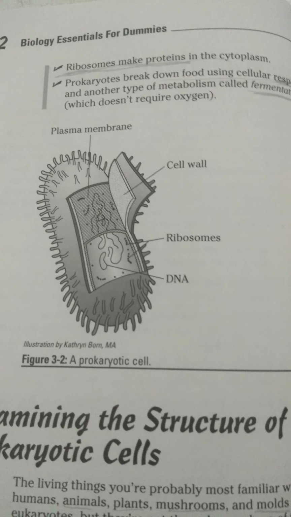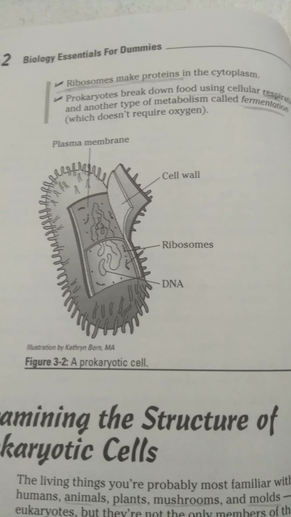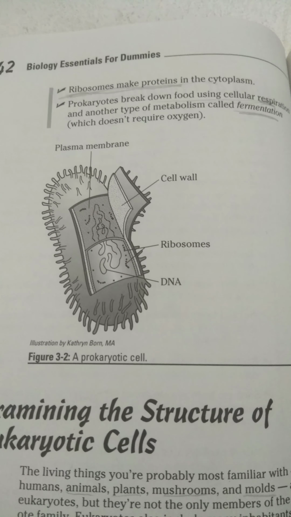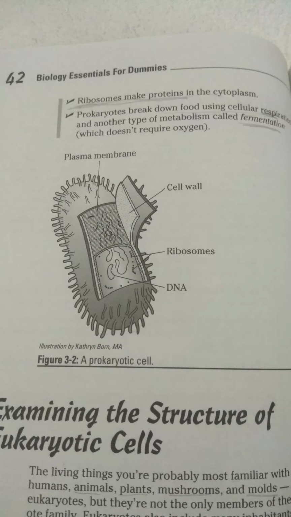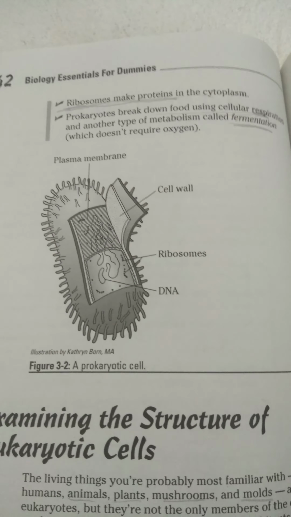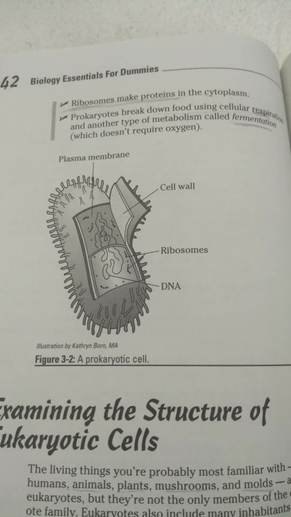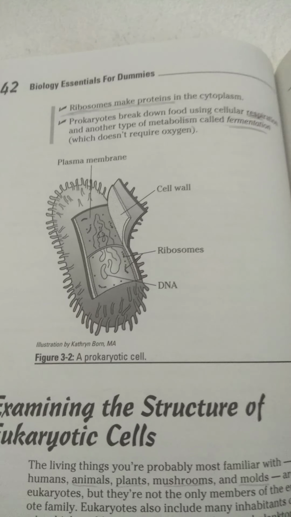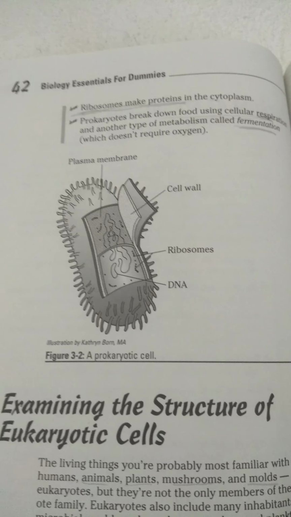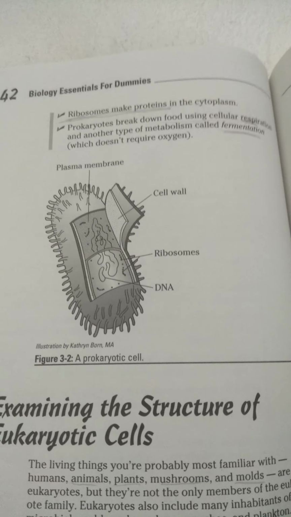Now, this is a general structure of a prokaryotic cell, for example, bacteria. We have the plasma membrane, the cell wall, ribosomes, and also the DNA. So this is just a short video trying to explain a bit about the definition of what a cell is, the two basic types of cells, and some of the functions of bacteria.